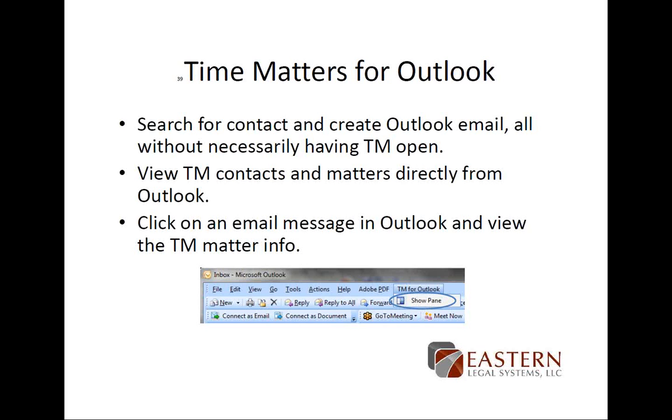So you can search for a contact and grab that contact's email address right out of Time Matters to create your Outlook email without having to open Time Matters. You can see your Time Matters contacts and matters right from the Time Matters panel on the Outlook screen. And you can also click on an email message in Outlook that's been linked and see the matter information that's in Time Matters. This works especially well if you have a nice wide monitor, because you can see everything of the Outlook panels that you want to see, and then you've got some space over on the right-hand side to put your Time Matters panel. But again, it's something that I would encourage you to play with.